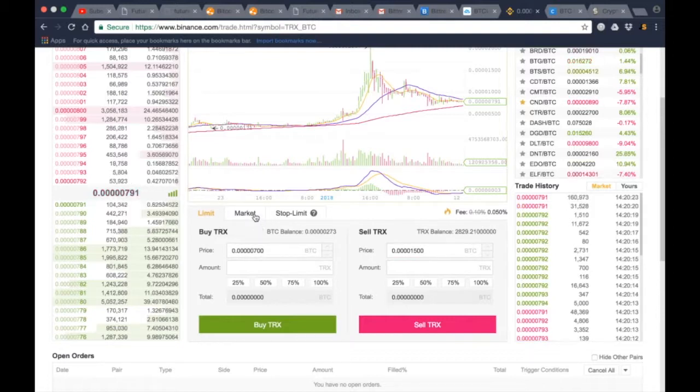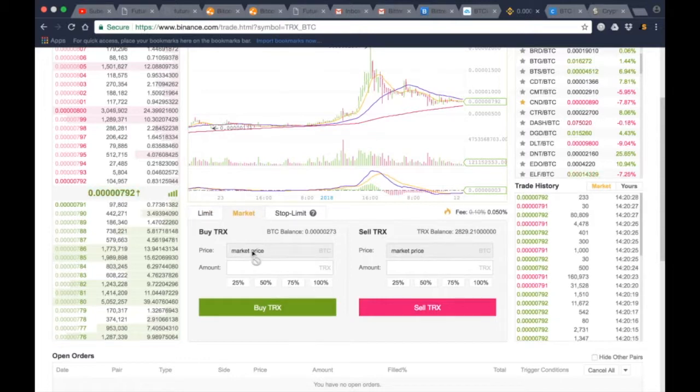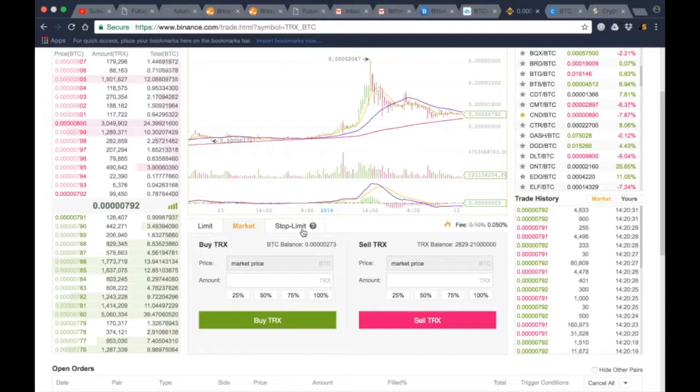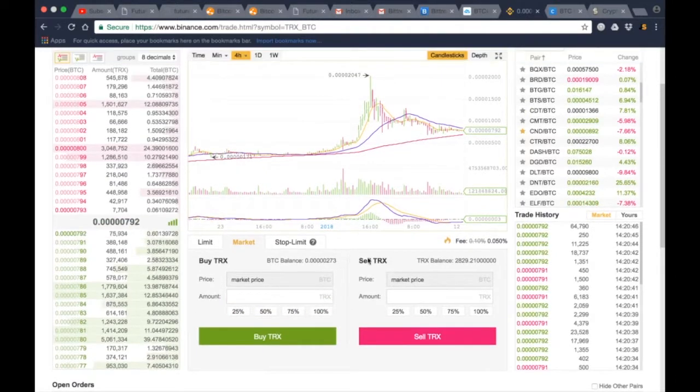Now, if we go over to market, what we just went over was a limit order. Now, if you go to market order, you buy and sell at the market price. So this is kind of what I was talking about when you want to buy at a comfortable price. If you're comfortable with this price, you can go ahead and place your buy order of any specific amount of coin or a certain percentage of your Bitcoin balance. And same thing goes with selling. Let's say it's 792 now.